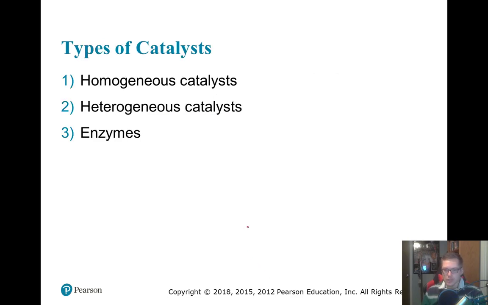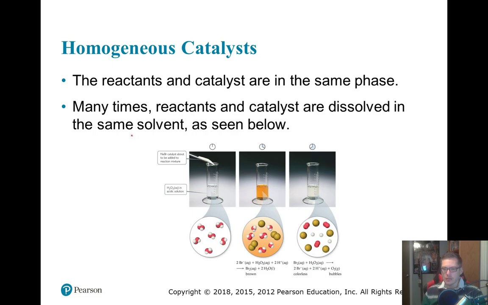All right. So we've got these three types of catalysts that we're going to briefly talk about: homogeneous, heterogeneous, and enzymes. Okay, pretty simple stuff here. Homogeneous catalysts are when the reactants and catalysts are in the same phase. So if they're both aqueous, or both liquids, or both gases, or both solids, these would be homogeneous catalysts. Okay, and the most common homogeneous catalyst is when both the reactant and the catalyst are dissolved in the same solvent.